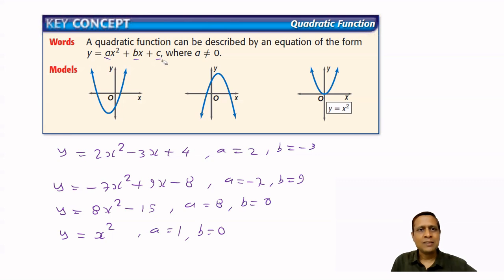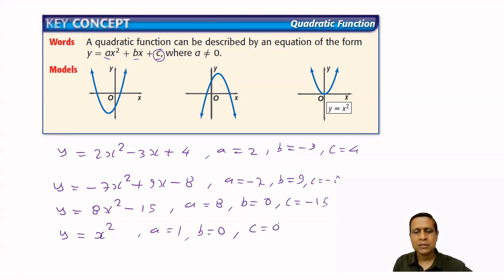And what is c? So c is constant number. Term without x, term without variable. So here c is 4. Here c is -8. Here c is -15. And here you do not have any constant number. So c is 0.